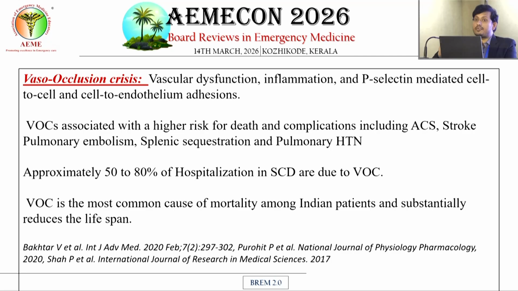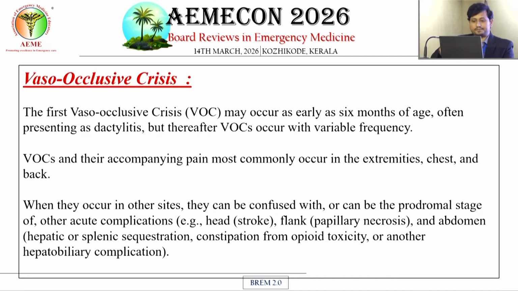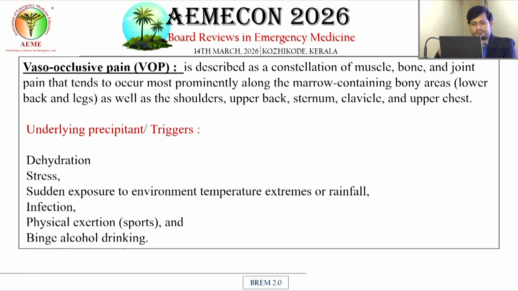Approximately 50 to 80% of hospitalizations in SCD are because of VOC. It is the most common cause of mortality among Indian patients, and it reduces the quality of life also. This I have taken from one of the journals which I quoted here. Vaso-occlusive crisis can present as early as within 6 months of age, most commonly in the extremities, chest and back, which are the most common areas where the pain will be there.